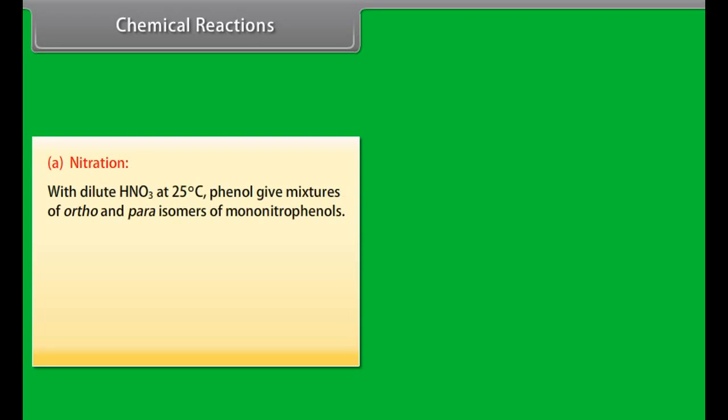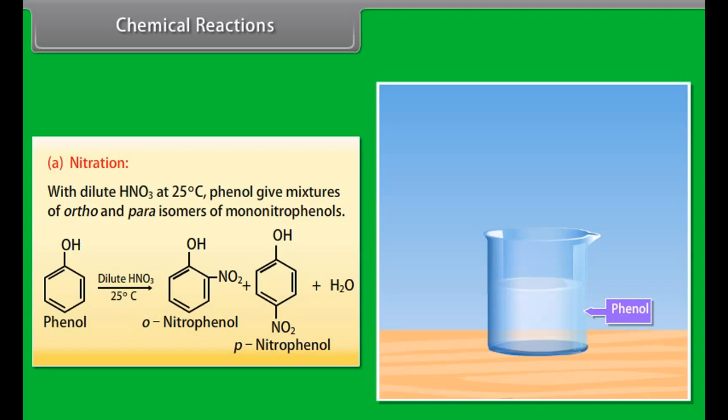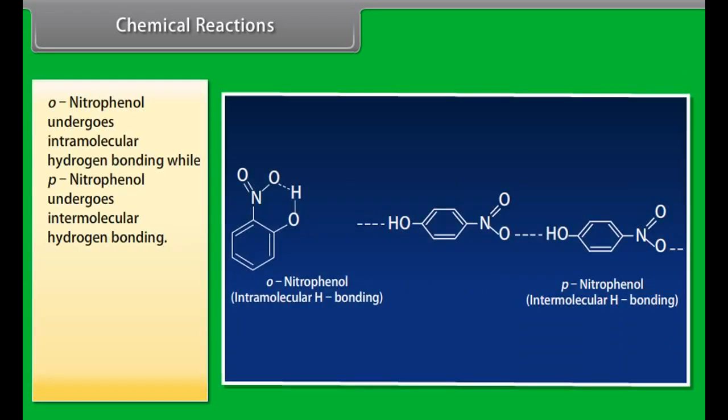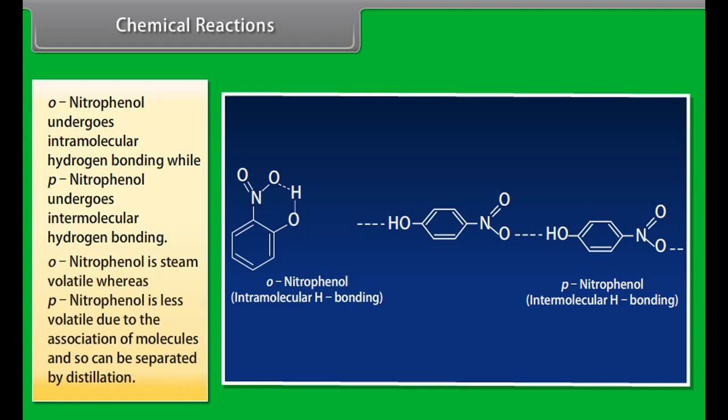Nitration. With dilute nitric acid at 25 degrees Celsius, phenol gives a mixture of ortho and para isomers of mononitrophenols. On adding dilute nitric acid to phenol at 25 degrees Celsius, it forms ortho-nitrophenol and para-nitrophenol. Ortho-nitrophenol undergoes intramolecular hydrogen bonding, while para-nitrophenol undergoes intermolecular hydrogen bonding. Ortho-nitrophenol is steam volatile, whereas para-nitrophenol is less volatile due to the association of molecules, and so they can be separated by distillation.